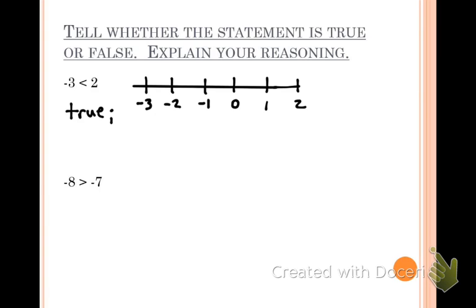On a number line, which one is to the left, the -3 or the 2? Guys, which one's to the left on the number line? -3, okay? So here's why this is a true statement. -3 is to the left of the number 2 on a number line.